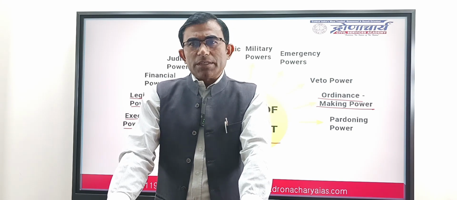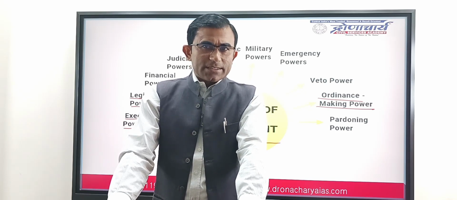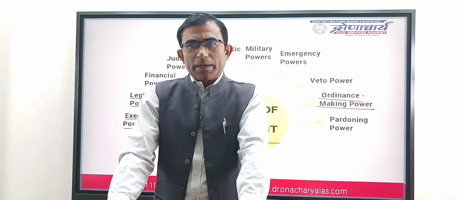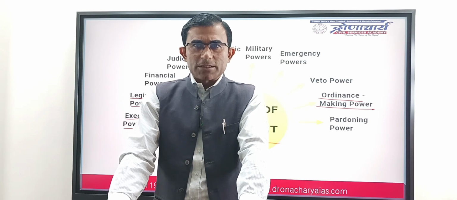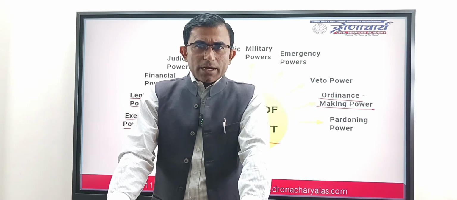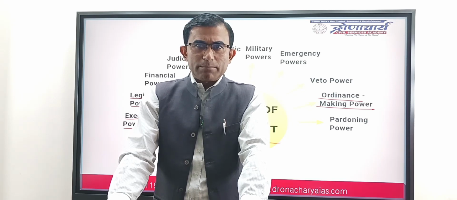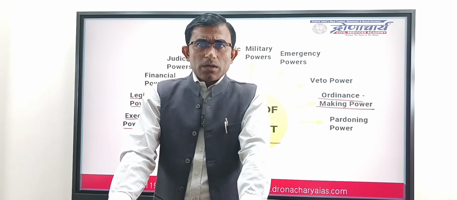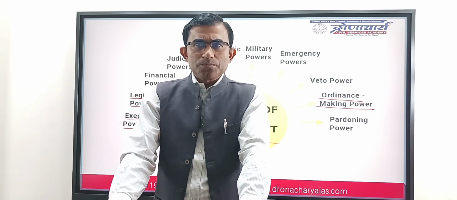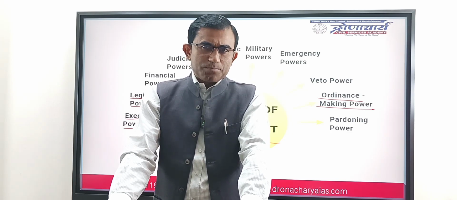In D.C. Wadhwa versus State of Bihar case, 1987, the Supreme Court ruled that the ordinance making power should be used in exceptional circumstances by the executive. An ordinance can be issued only on those subjects on which Parliament can make laws. The President's power to promulgate an ordinance is justiciable, and its judicial review is possible on the ground of malafide.